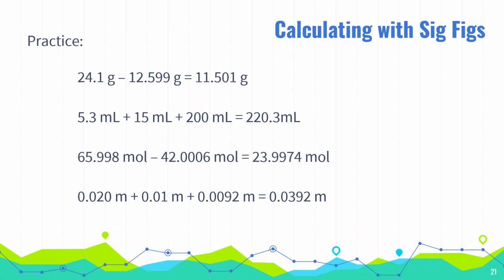Let's practice that some more, because again, this one is a little confusing. So here we're subtracting. What we're going to do is figure out the place value of the last sig fig for each of our data points. So here's the last sig fig, it's in the tenths place. Here's the last sig fig, it's in the tenths, hundredths, thousandths place. What's bigger, tenth or thousandth? It's going to be the tenths place. So I need to round my final answer to the tenths place. There it is, that 0 is going to keep that 5 a 5. Final answer, 11.5 grams.